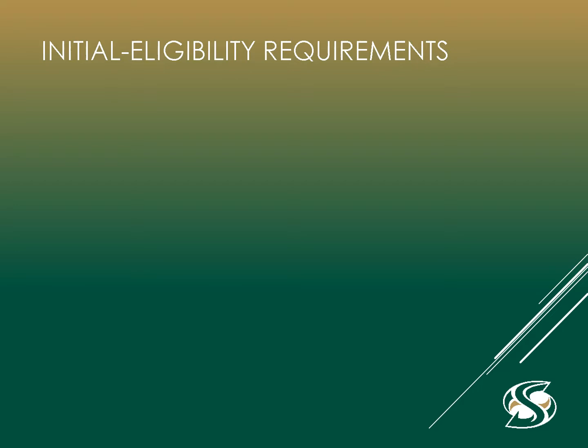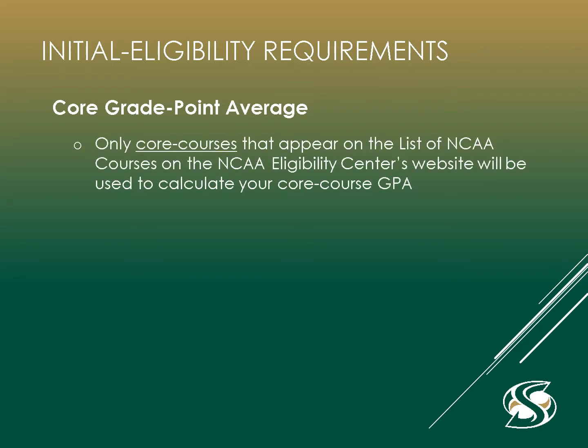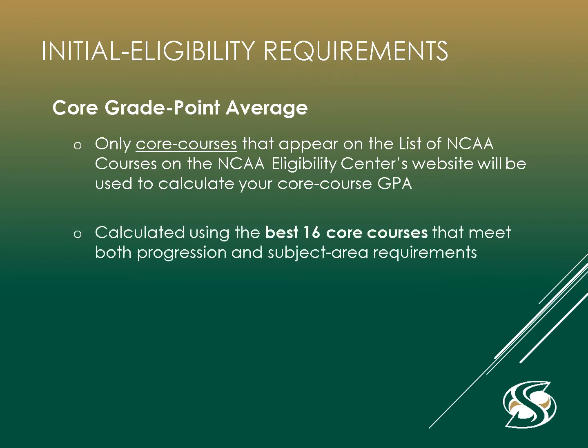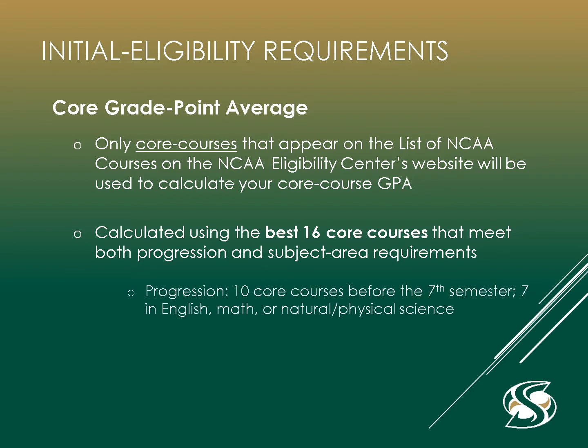As you complete your 16 core courses, keep your grades up to maintain a high core course GPA. Only NCAA-approved courses are used to calculate your core GPA. The GPA is calculated using the best 16 courses that meet both progression and subject area requirements. Progression is the 10 courses before the 7th semester, 7 in English, math, or natural or physical science.